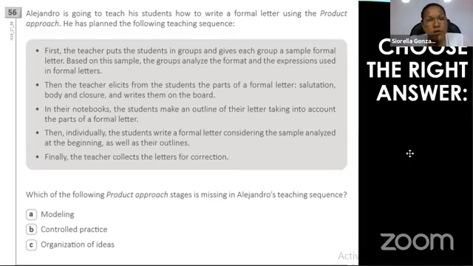All right, which of the following product approach stages is missing in Alejandro's teaching sequence? Modeling, controlled practice, or organization of ideas? Yeah, organization of ideas. What do you think? I think that we can wait there. What is the answer? A, B, or C?